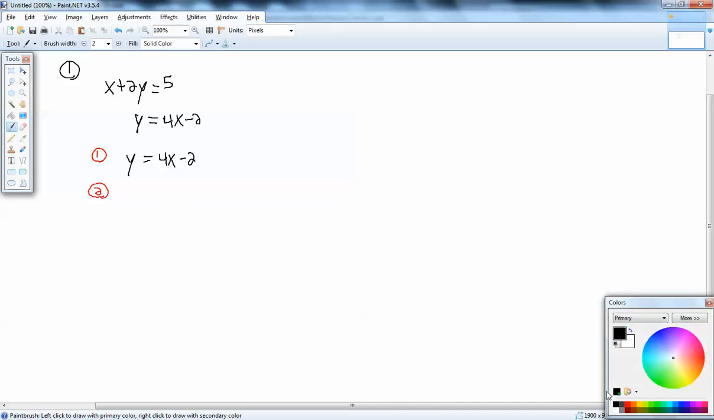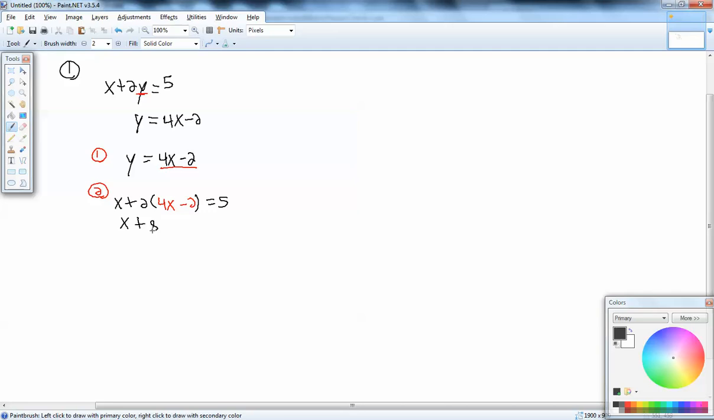Step 2. We now want to plug what we found here into the other equation. We just said that y is equal to 4x minus 2, so we're going to replace the y in the other equation with 4x minus 2. So we're going to have x plus 2 times 4x minus 2 equals 5. So again, this one solved for y, and I replaced the y in the other equation with the 4x minus 2. And now we want to solve it.